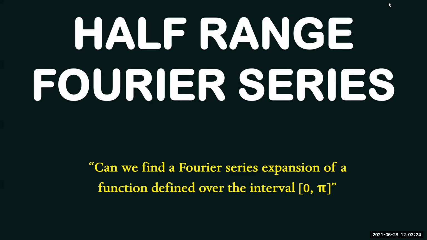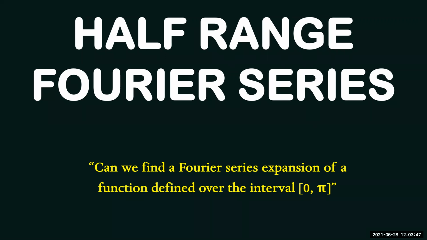So when you discuss a Fourier series of a function, we normally consider a function which is defined in the interval whose length is 2 pi. I mean, we can find the Fourier series of a function when it is defined in the interval either from 0 to 2 pi or from minus pi to pi.